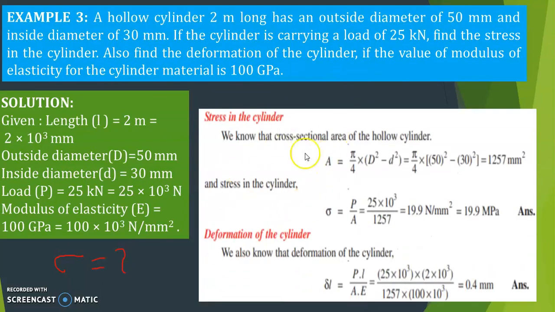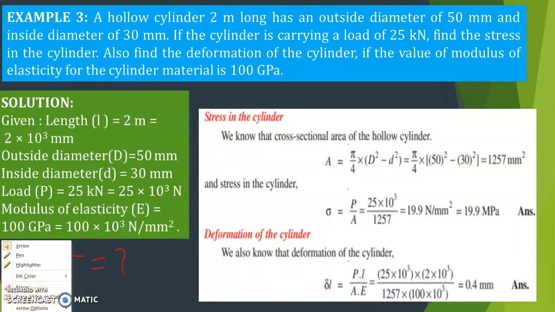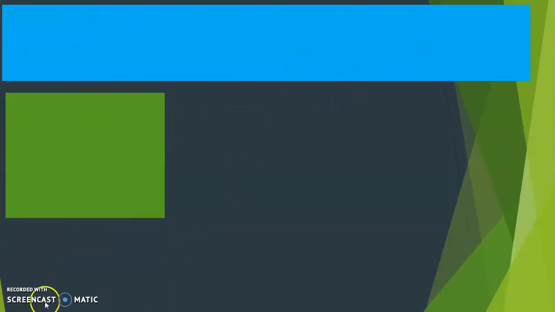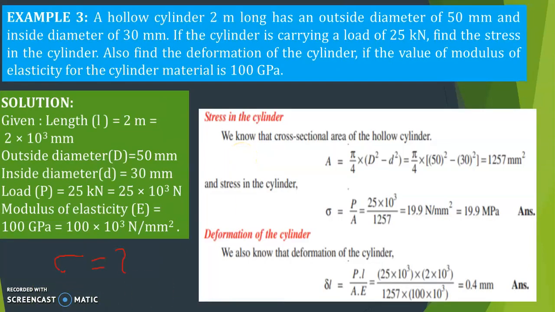So what you have to do here, you have that formula, right? Deformation is equal to PL divided by A into E, right? So this also you have to calculate. P we know, L we know, A we have to calculate, we don't know, and E also it is given, right? So how to calculate this area?